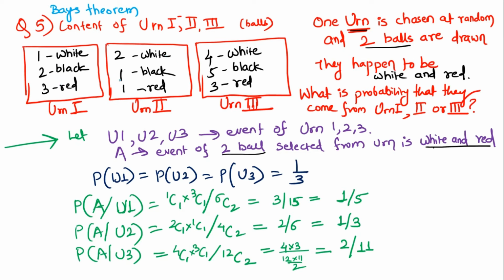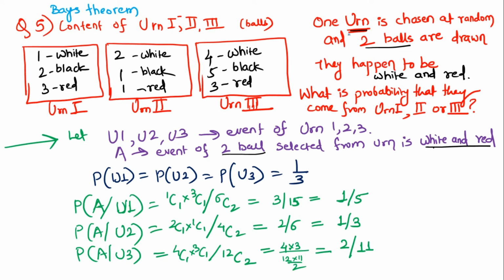On each individual pack or suit we have this conditional probability. Now in this case we go for the Bayes theorem. Let's understand what the question is. The contents of urn 1, 2 and 3 are given. One urn is chosen at random and two balls are drawn. They happen to be white and red. What is the probability that they come from urn 1, urn 2 and urn 3?